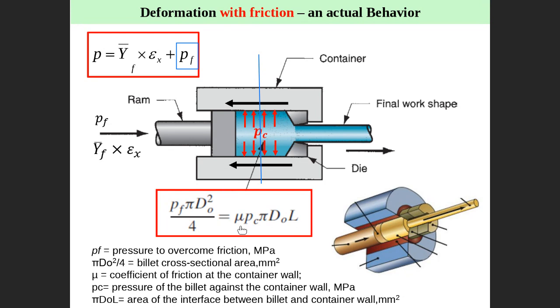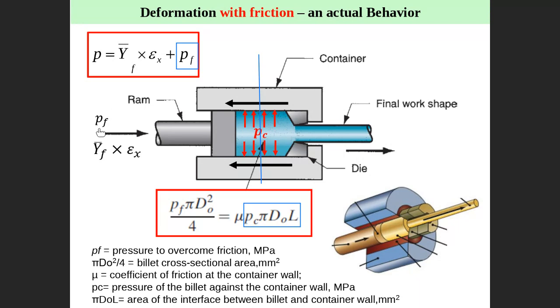So friction force equals mu multiplied by the normal force, mu N. This is the N, the normal force. Normal force equals BC multiplied by pi d L, which is the circumferential area. So BC multiplied by pi d L is the normal force. You multiply by mu, then you get the friction force. Friction force is then equal to the pressure multiplied by the area.